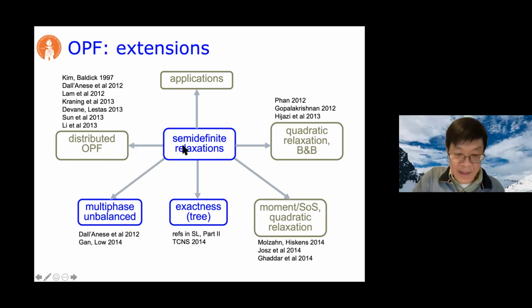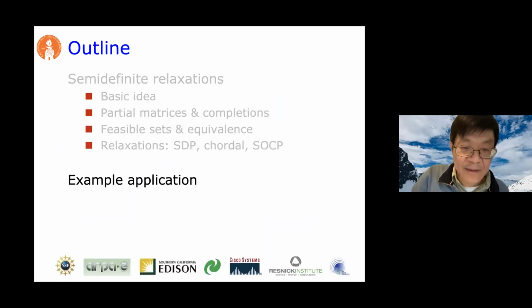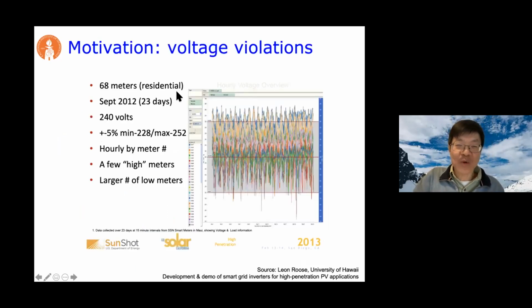It also has multi-phase extensions to multi-phase unbalanced networks. Okay, so let me just quickly comment on applications. One of the problems that we're seeing more and more in distribution systems as we have more and more PVs is voltage violations. This is an actual experiment almost 10 years ago, back in 2013 in Hawaii.